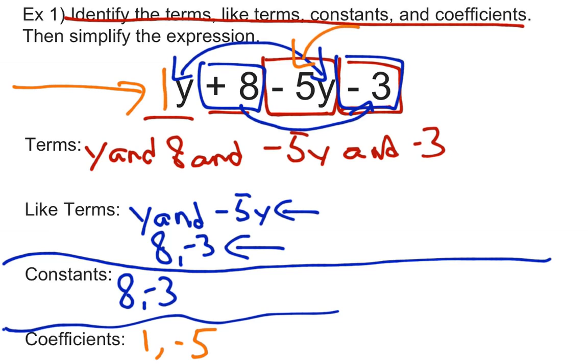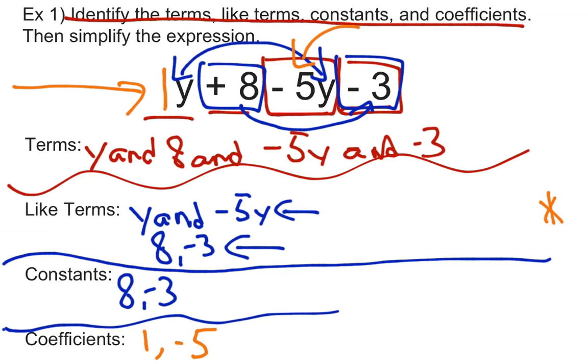Okay, terms, like terms, constants, coefficients. Then finally, it says to simplify the expression. Okay, really what we're doing here is this. When you're simplifying, I'm going to block this off here. When we're simplifying, I'm going to look at this part right here. Okay, the like terms. Because really what we're doing is we're combining like terms.